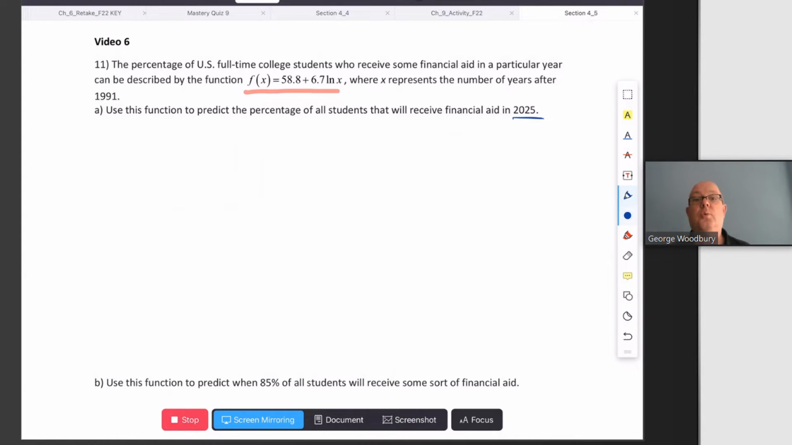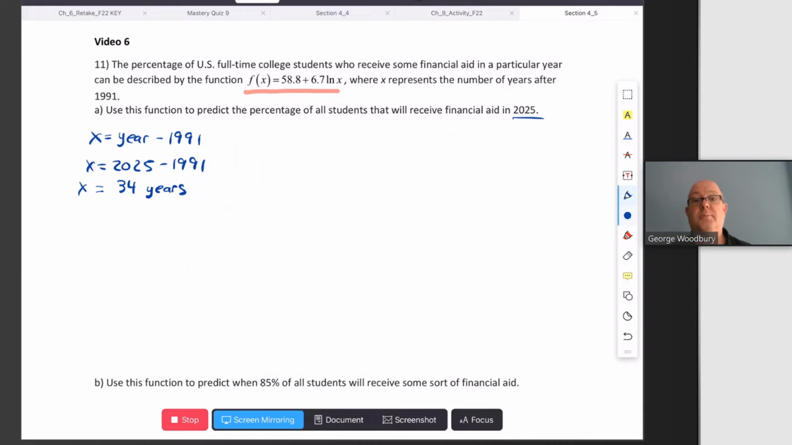2025, I need to know what year that is. And so x, remember, is the year minus 1991. So in this problem, 2025 minus 1991 equals, how many years is that? Well, you can do it on your calculator, but I do know from 1991, it's 9 years to get to 2000, and another 25 to get to 2025. 9 and 25 is 34 years.